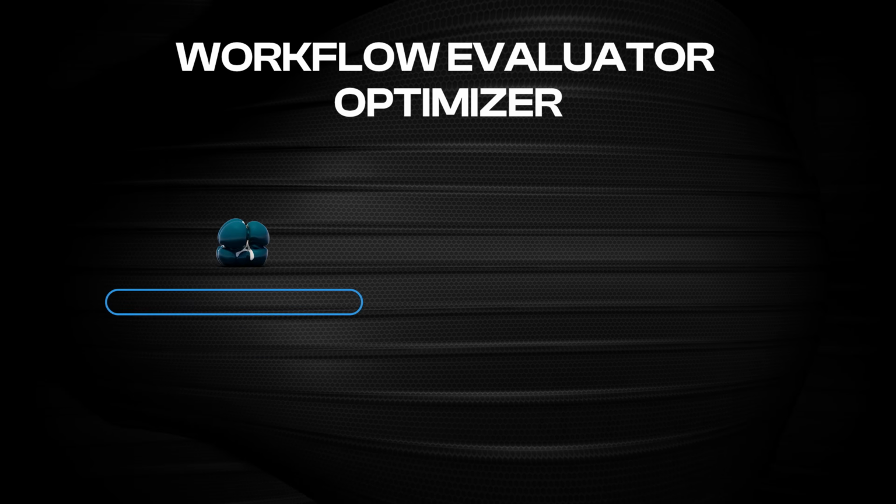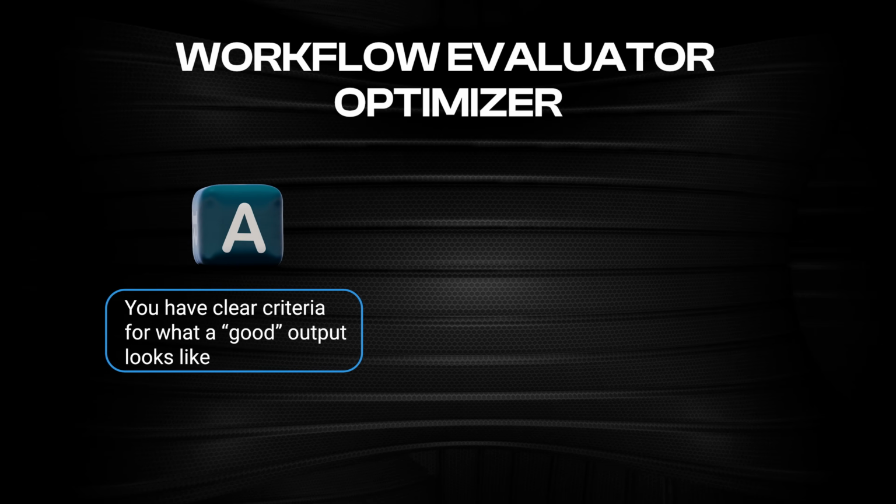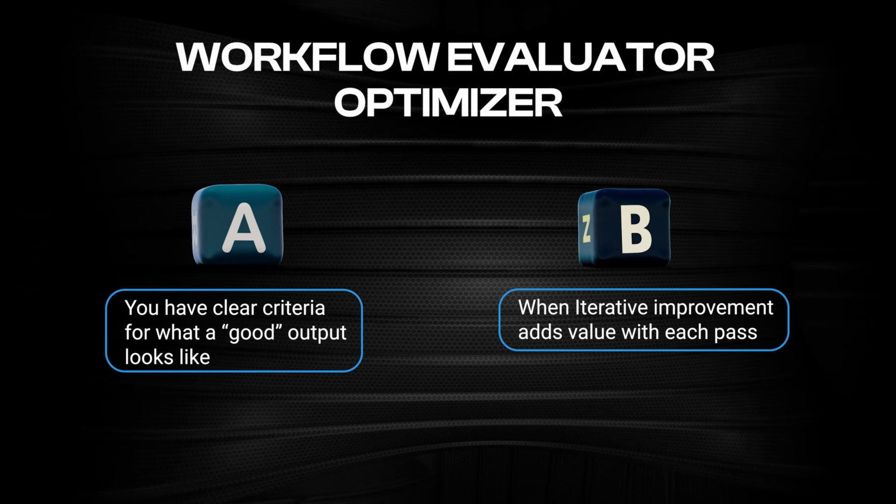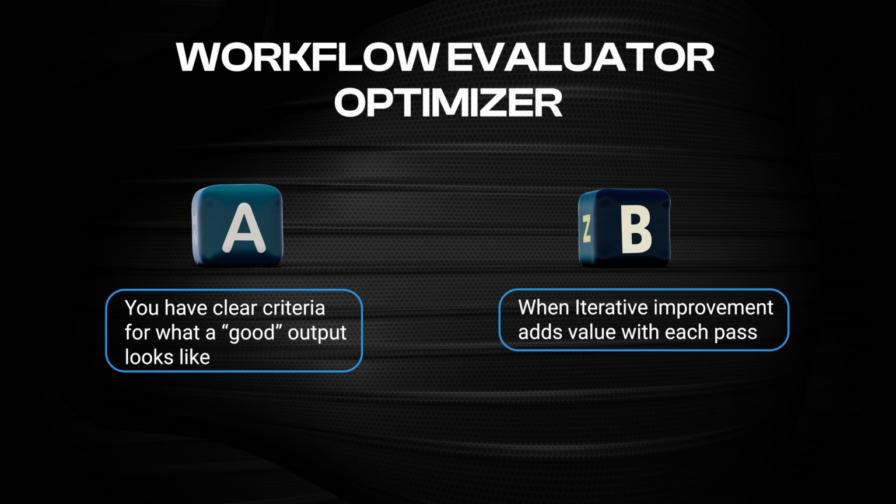You would use this pattern when A, you have clear criteria for what a good output looks like, and B, when iterative improvement adds value with each pass. For example, in literary translation, the first version might capture the meaning, right? And the second pass improves nuance or tone. Or another example, for a complex search task, the optimizer could refine the results, and the evaluator decides whether another round is needed to dig deeper.